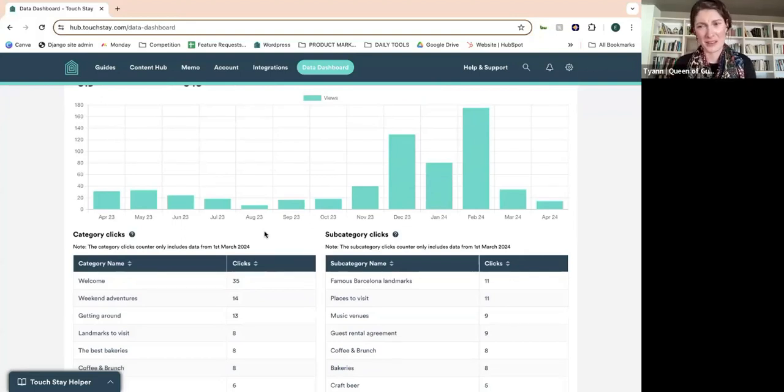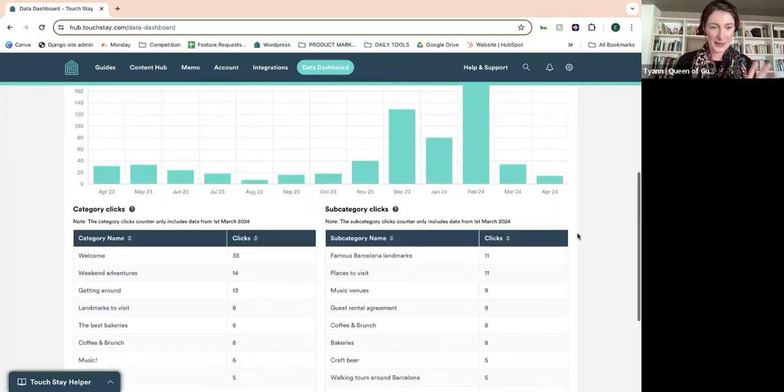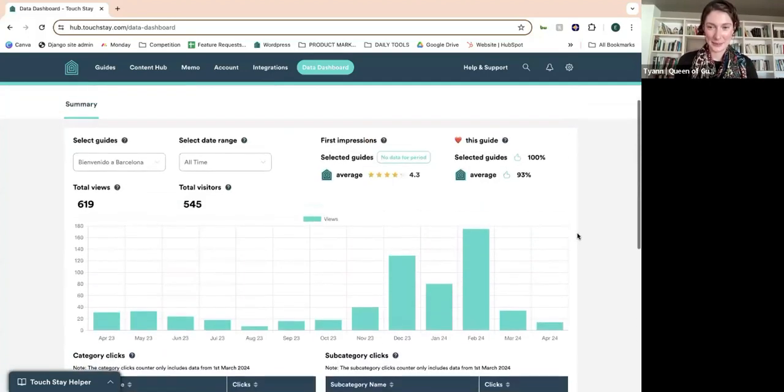So if you think, oh my gosh, I've had people coming for years and people using my guides for years, but these numbers are low, that's because it only goes back just over a month. So that will start to build up over time. So if the numbers are low right now, that's still a good indicator to you of what your guests or your visitors are looking at. But yes, there will be data we haven't captured from the past, but that's because the data dashboard didn't exist then. Lovely. So that's category clicks and subcategory clicks.